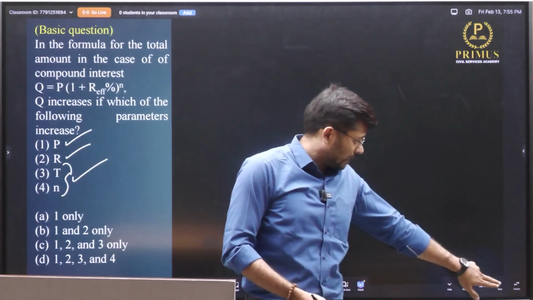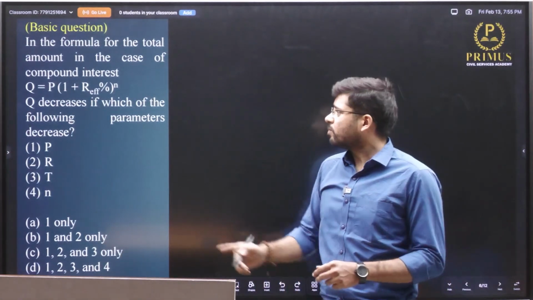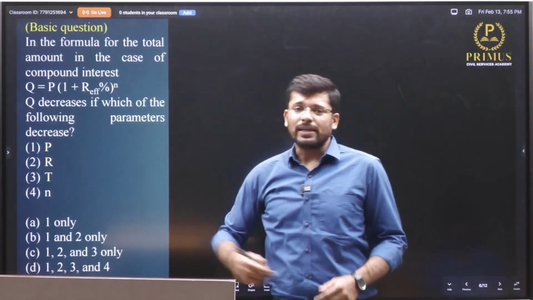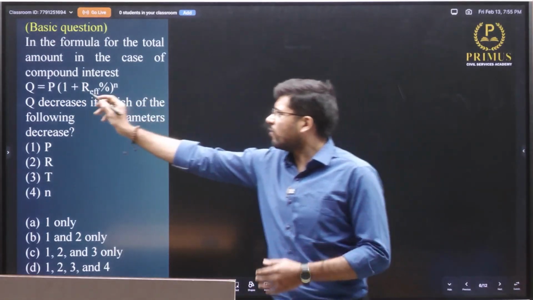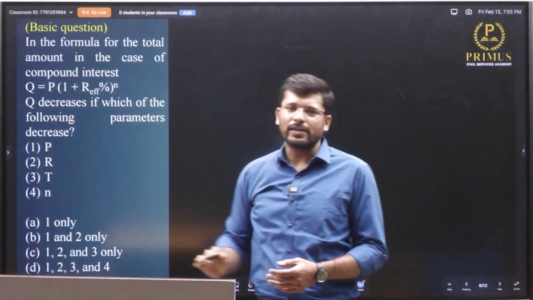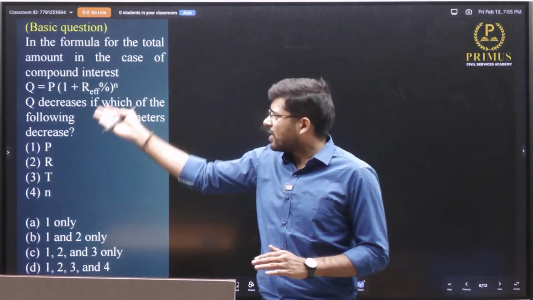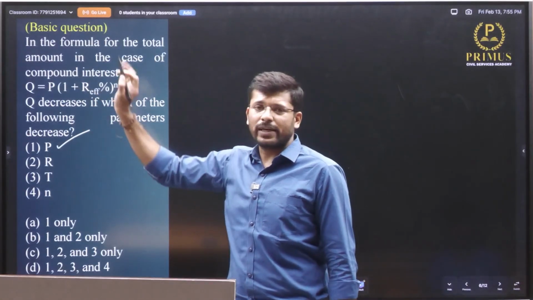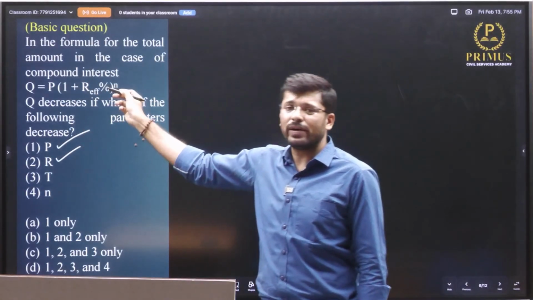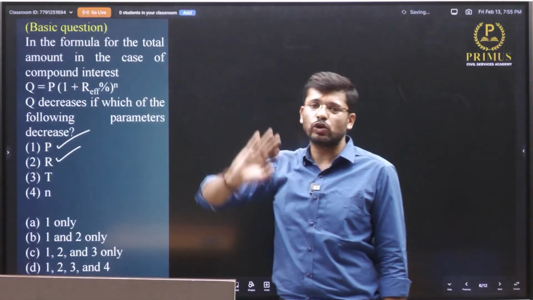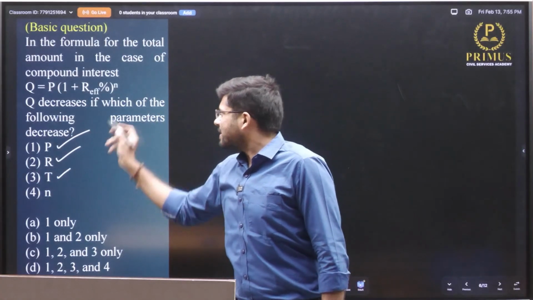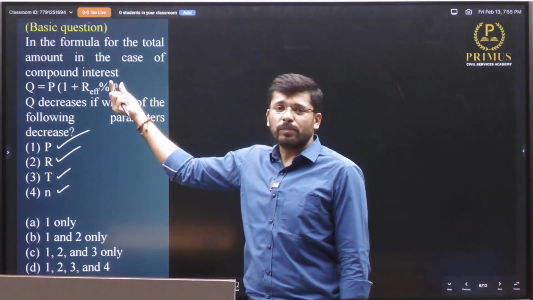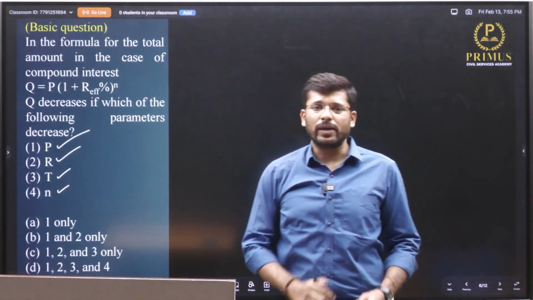Okay. Let us see the converse of it. Again, in the same formula, Q decreases if which of the following parameters decrease? If any of these parameters increase, Q will increase. The same way, if any of them decrease, Q will also decrease. So if P decreases, Q will decrease. If R decreases, R effective will decrease, and if R effective decreases, then also Q will decrease. If T decreases, N decreases. And if N decreases, the power of something decreases, then also the Q value will be decreasing.